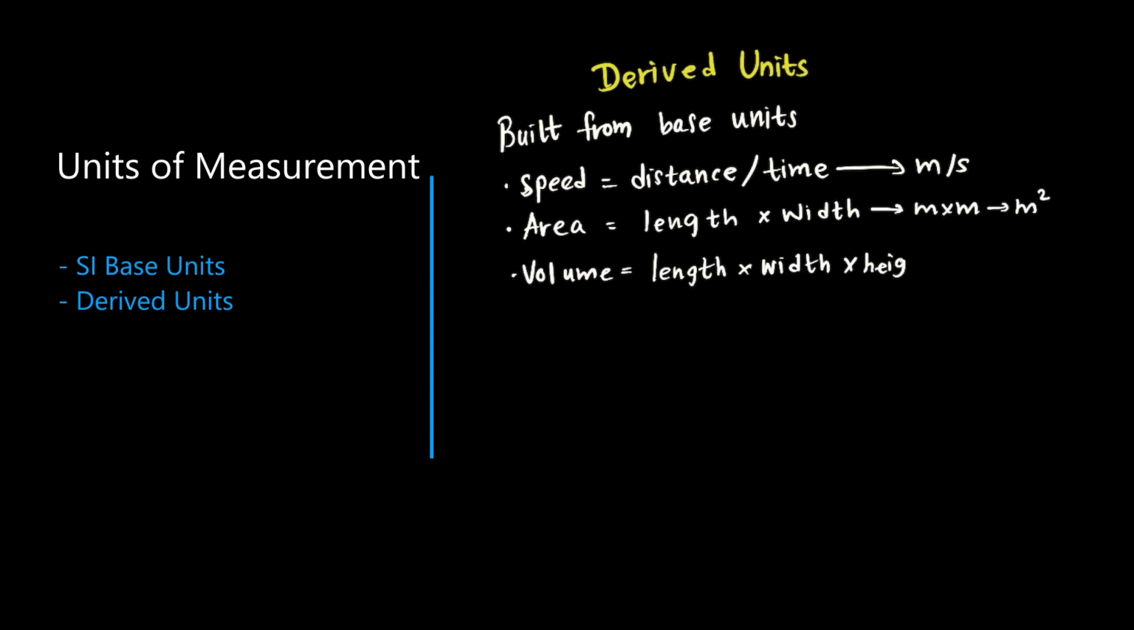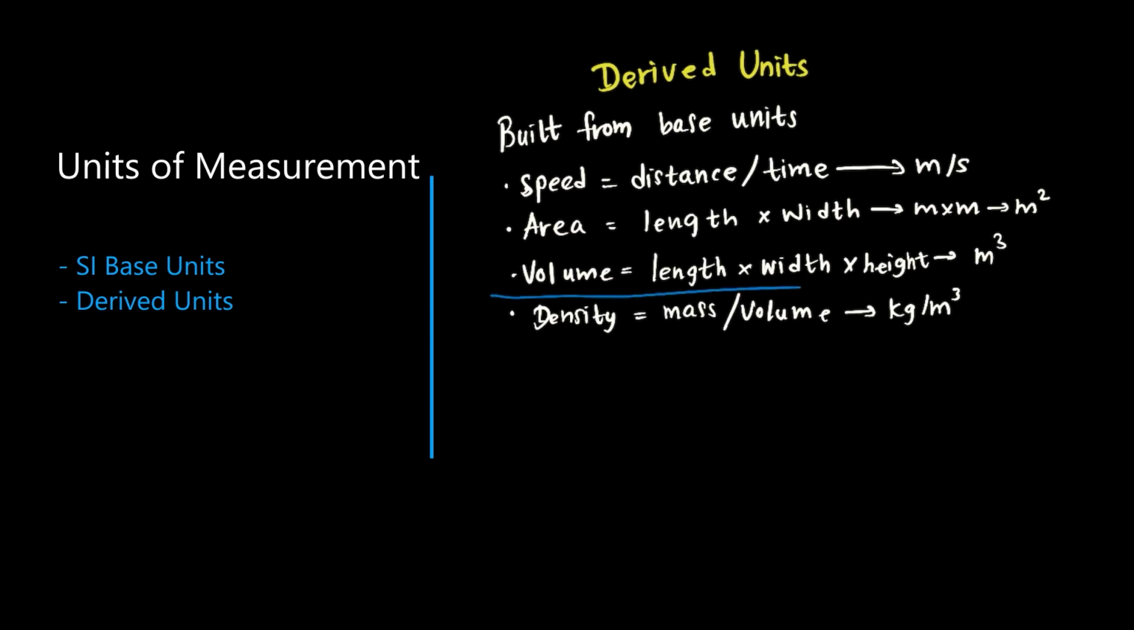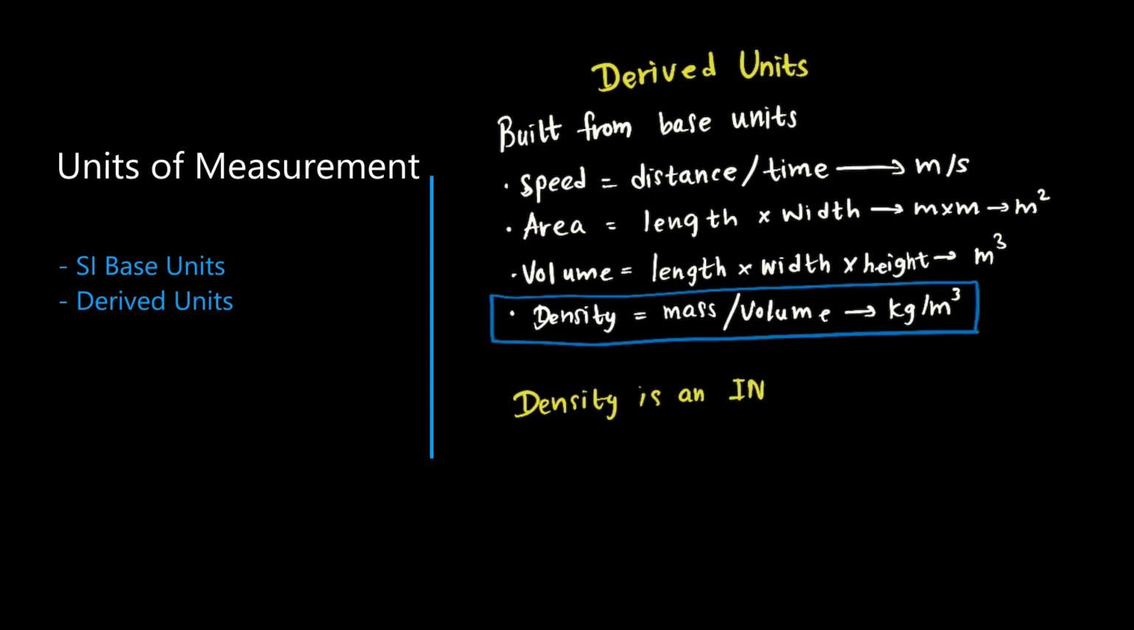Volume is the amount of space an object occupies. For a box, it's length times width times height, giving a derived SI unit of cubic meters, or m cubed. In a lab, you'll often see volume measured in litres or millilitres, which are also derived units. Density is another important one. It's mass per unit volume, so its SI unit is kilograms per cubic metre, kg/m cubed.